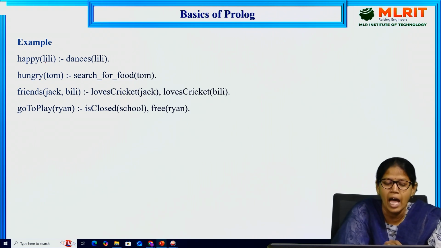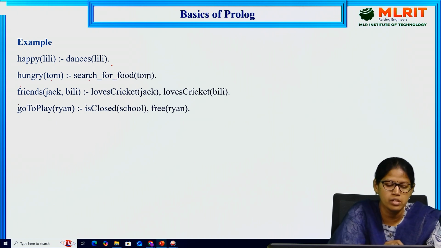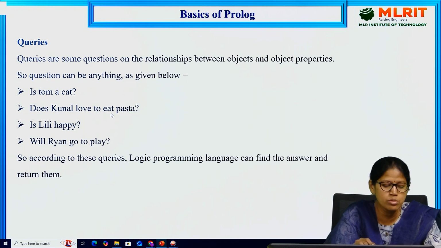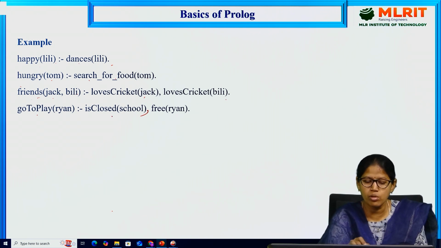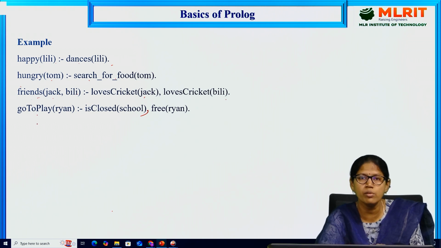Example: happy Lily dances, meaning when she is happy, Lily dances. And here, Tom hungry, when hungry, Tom searches for food. Jack and Billy friends, when Jack and Billy love cricket. Next, Ryan go to play is true whenever he is close to school. Free Ryan, comma, means school is closed and Ryan is free, then only he goes to play.